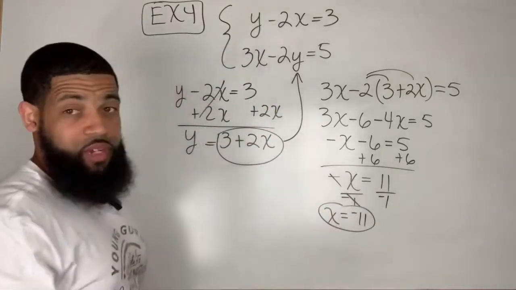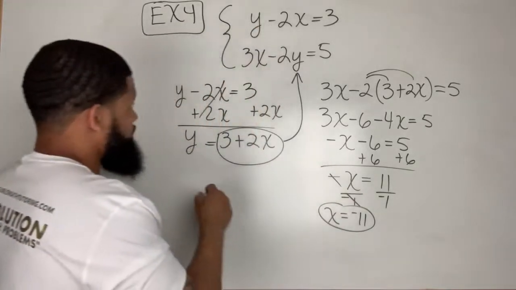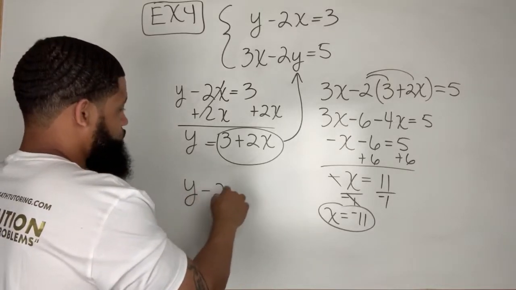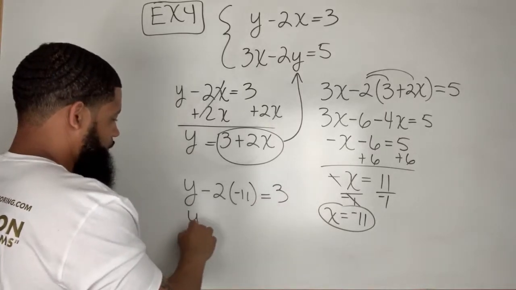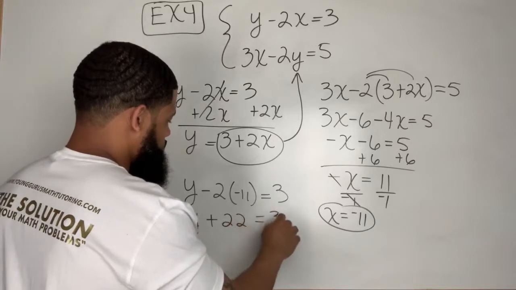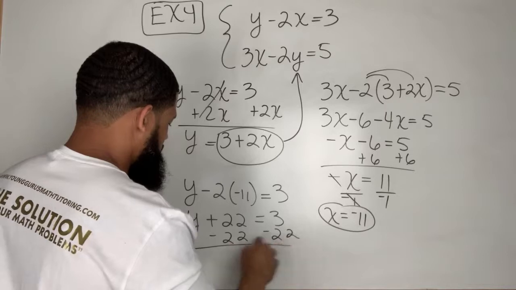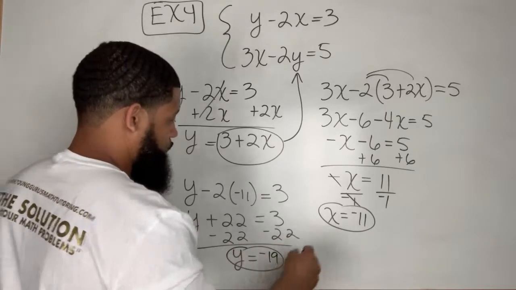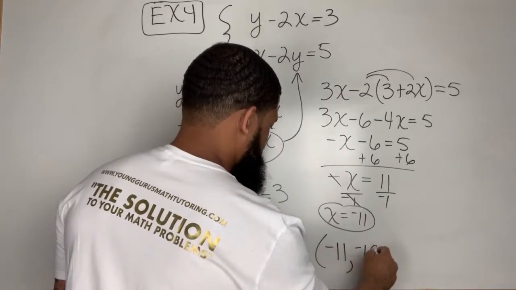Now that I have my x value, I can plug it back into the other equation. So I can say y minus 2 times negative 11 equals 3. So y plus 22 equals 3, minus 22, minus 22. That gives me y equals negative 19. So my ordered pair for my solution is negative 11, negative 19.